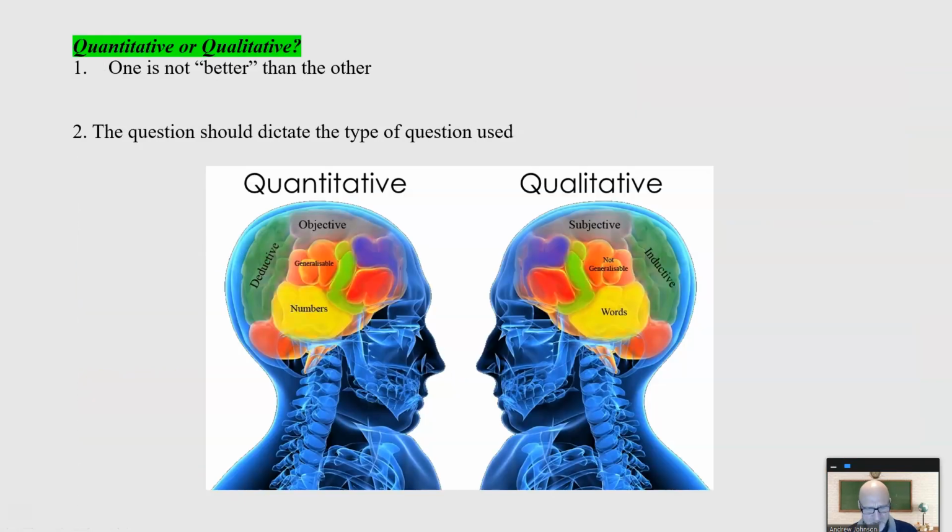Which one is better, quantitative or qualitative? Oh, we used to have those arguments, which are silly. And again, one is not better than the other. They should both be used. The question, however, should dictate the type of research method used. However, I will say this: numbers by themselves without context can lead to a misunderstanding.